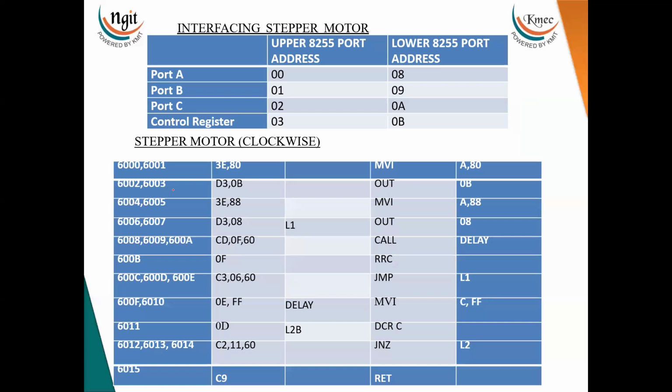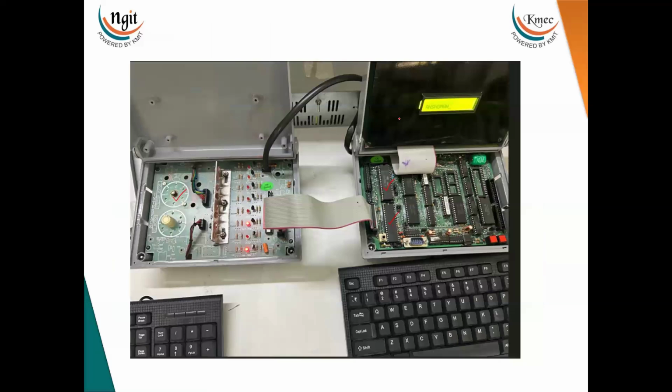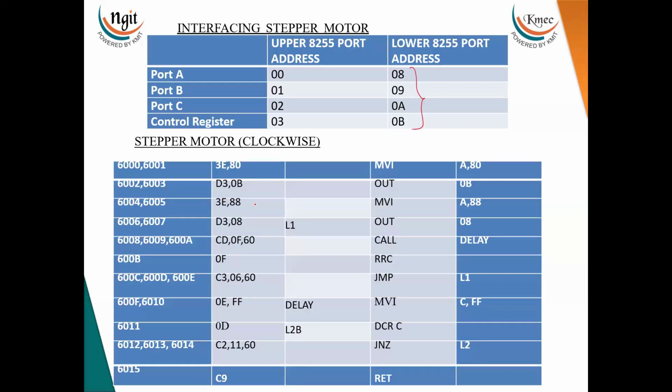Now, before going to discuss the program, here you can see the addresses for the upper 8255 are this one, and the lower 8255 addresses are these. Now I have used the lower 8255, and I used these addresses. And this stepper motor is connected to port A, and the microprocessor is sending the data to port A. That's why port A is used as an output port. And port B and port C we are not using.